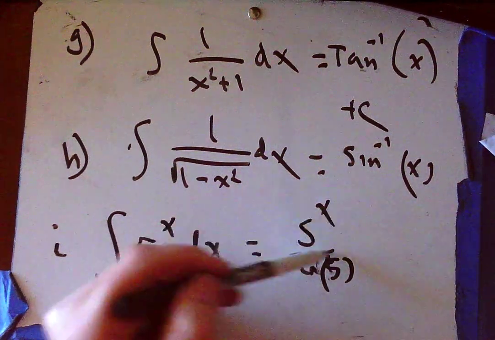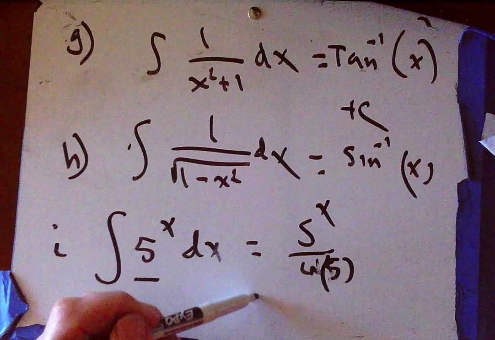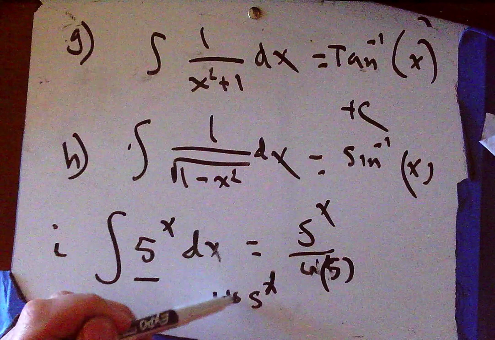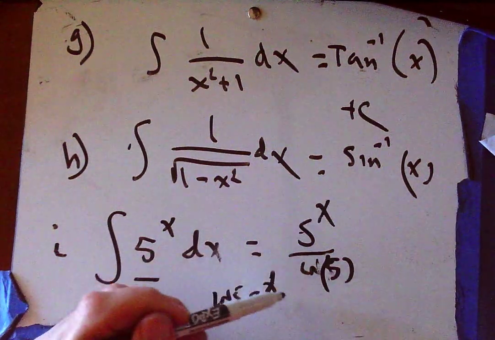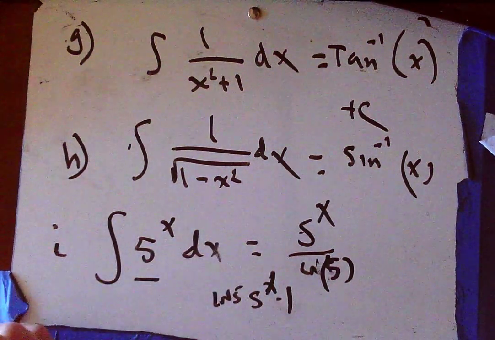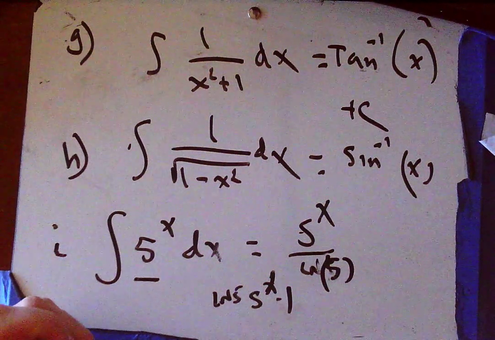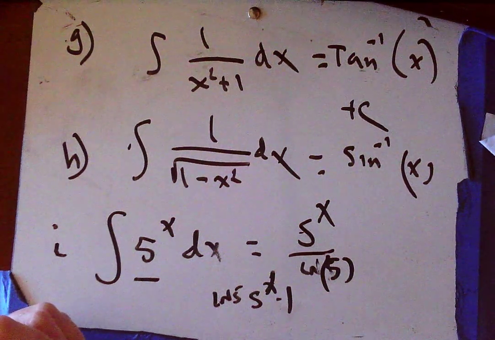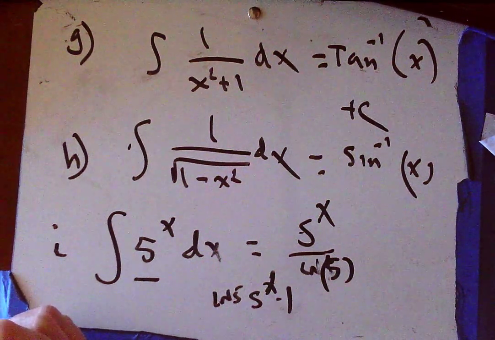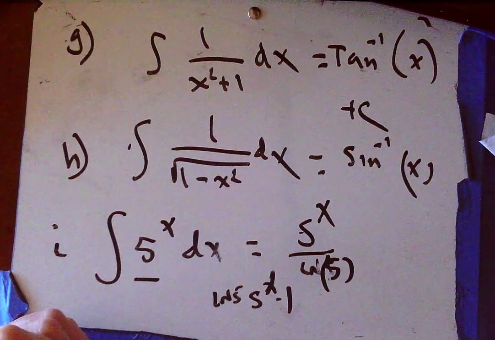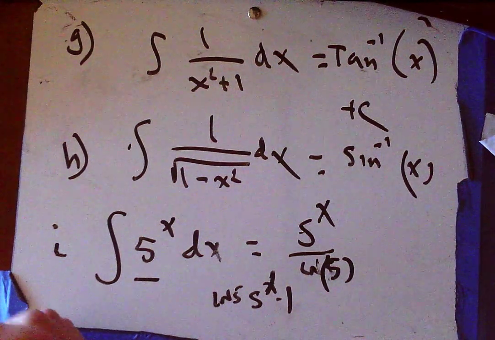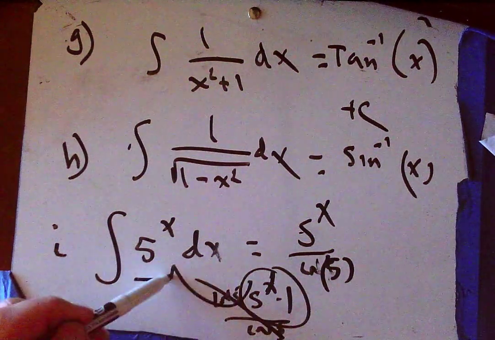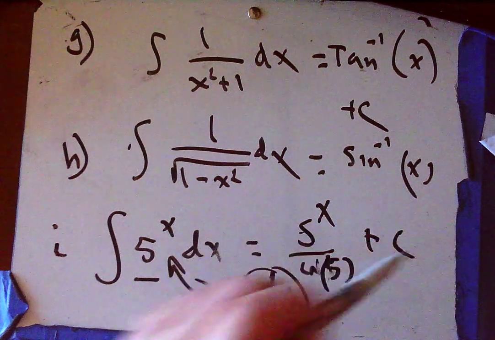Okay, so let's practice. Take the derivative. 5 to the power of x is going to be 5 to the power of x times ln of 5 times the derivative of that stuff. And so I get this. Oh, and then there's that ln of 5 on the bottom, and they cancel, and there's 5 to the x. So don't forget the plus c.